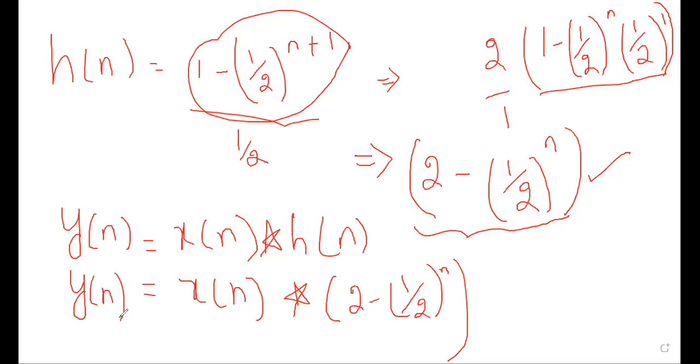One more thing I want to tell here: if in the question x of n is also given as some expression, then again we need to perform the convolution. Tell me how we have to follow the steps. Is it the same steps we have followed earlier?